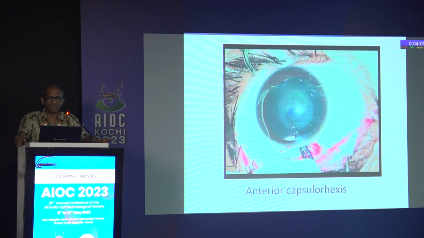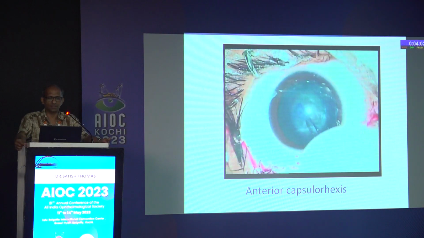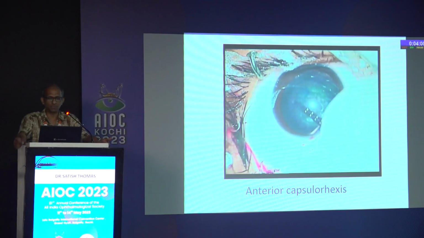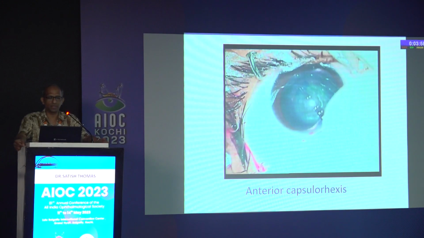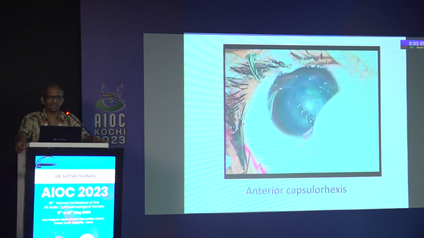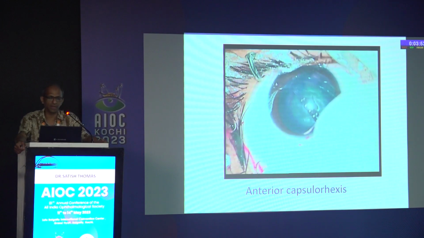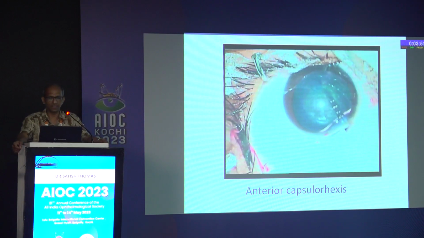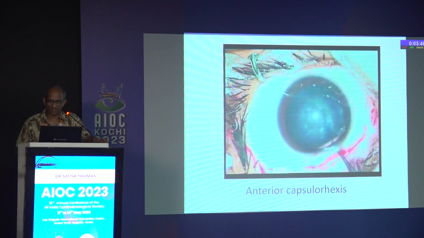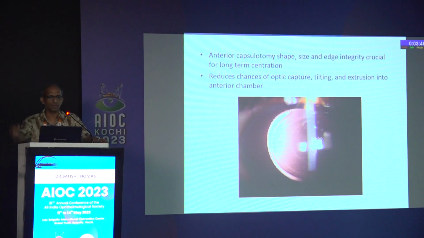So the force that you apply is always towards the center. Keep grasping and re-grasping closer to the tearing edge, and that's how you can get a continuous curvilinear capsulorhexis. And that's very important in a pediatric cataract because the anterior capsule integrity is very crucial for long-term centration of the IOL. It reduces the chances of optic capture, tilting, and extrusion into the anterior chamber.